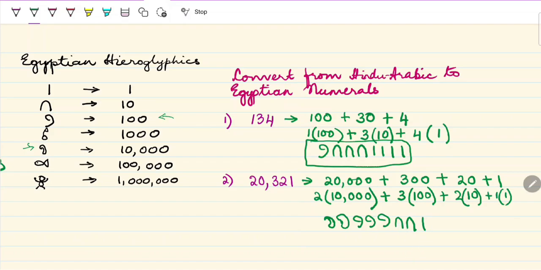So now we have completed the conversion. We have the entire value written in Egyptian numerals. So the Egyptian equivalent of 20,321 consists of 2 pointing fingers, 3 scrolls, followed by 2 arches, and then finally a 1. A 1 meaning a vertical line or a staff is what they call. So this is how you're going to go about converting from the decimal to Egyptian numerals. All right.